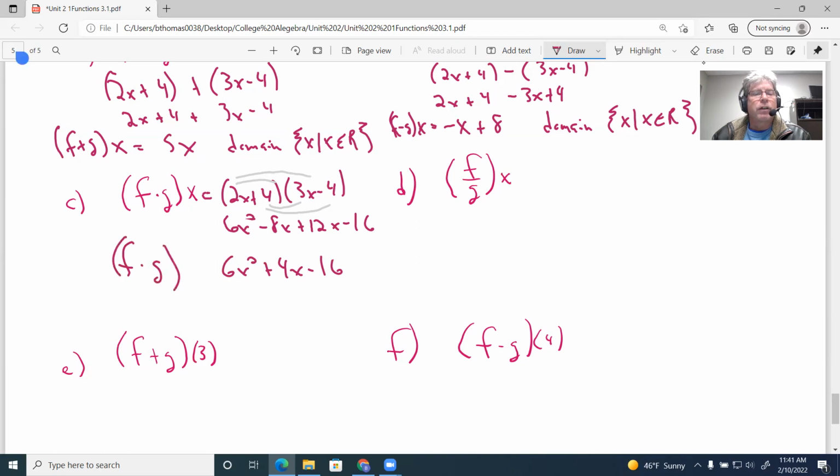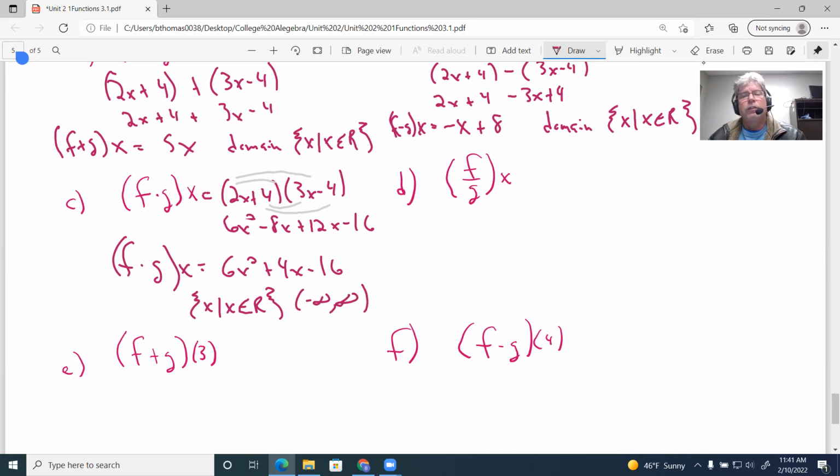So f times g of x is simply going to be this new function. And notice again, there aren't any domain restrictions here because there's no fractions or radicals. So again, the domain is going to be the set of x's such that x is an element of R. Or again, we could also say interval notation negative infinity to infinity.